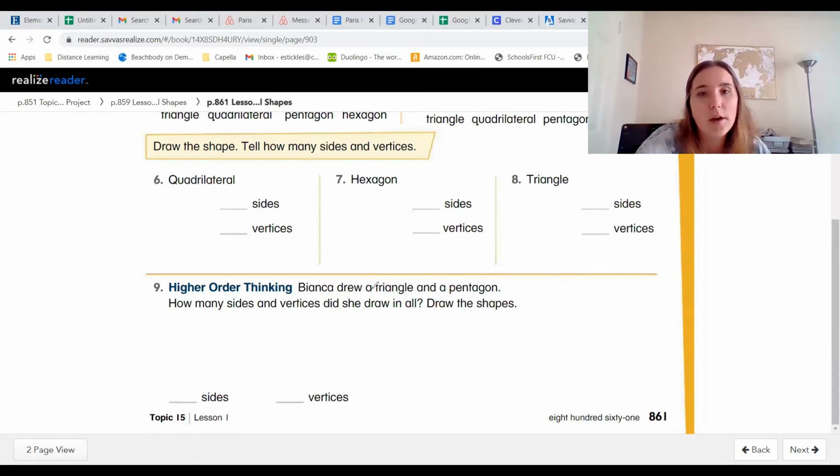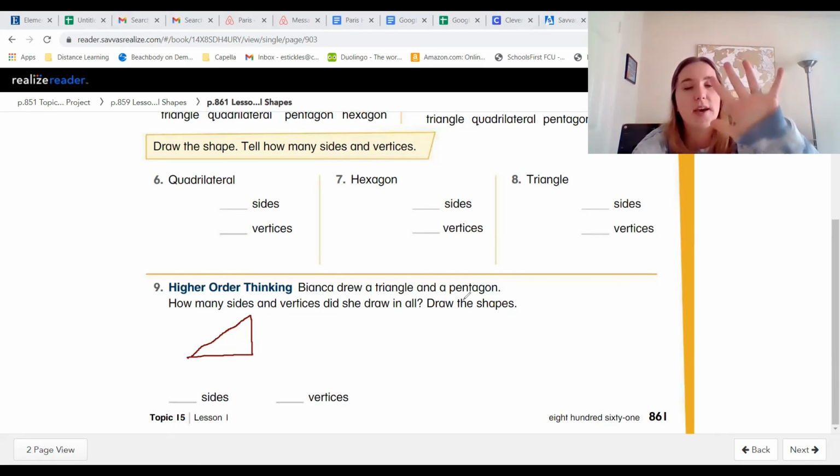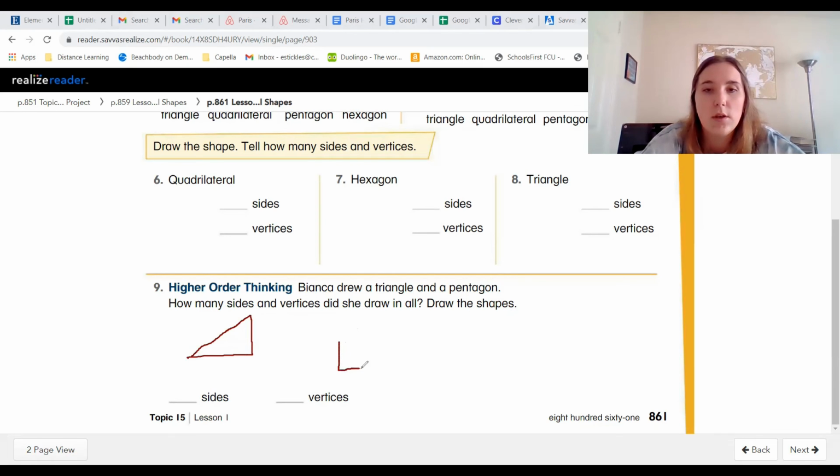Okay, number 9 says Bianca drew a triangle and a pentagon. How many sides and vertices did she draw? And I'll draw the shapes. So let's draw our shapes first. So let's draw a triangle. Triangle is pretty easy. 1, 2, 3 sides and 3 vertices. So there's my triangle. And then a pentagon. Pentagon has 5. So I'm going to draw a shape that has 5 sides. So 1, 2, 3, 4, 5.